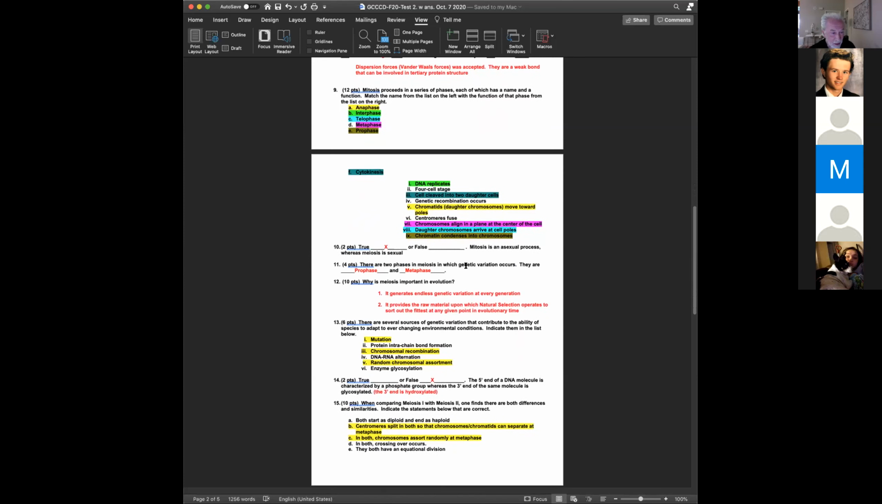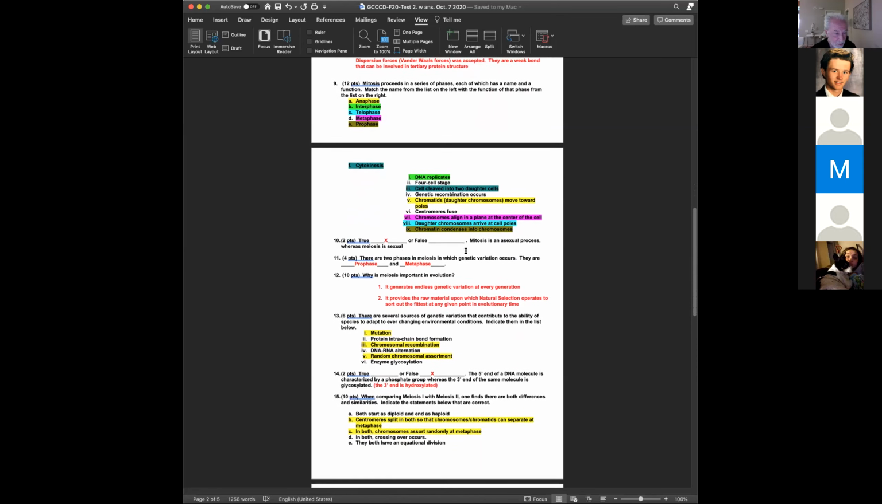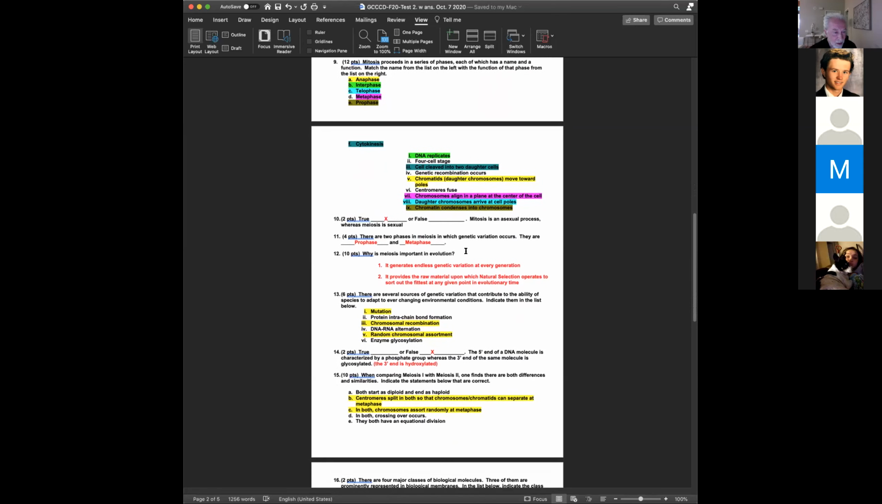The next question, I think everybody got it right. It's true, mitosis is asexual, meiosis is sexual. The next one, there was some confusion. There are two phases in meiosis in which genetic variation occurs. They are prophase and metaphase.